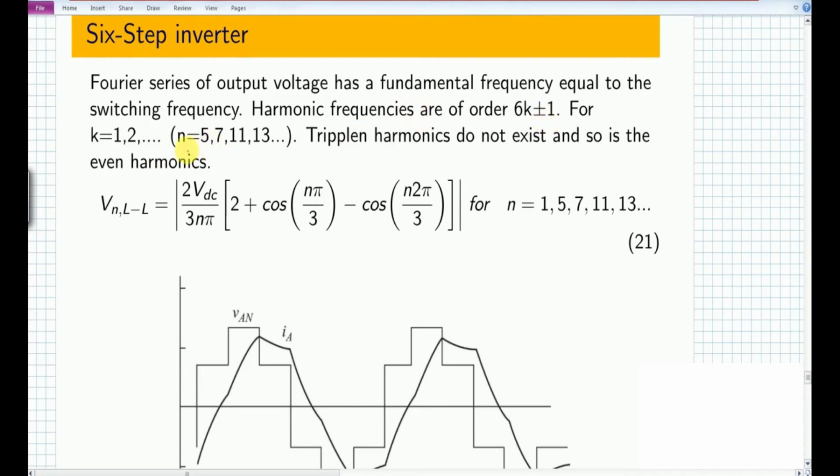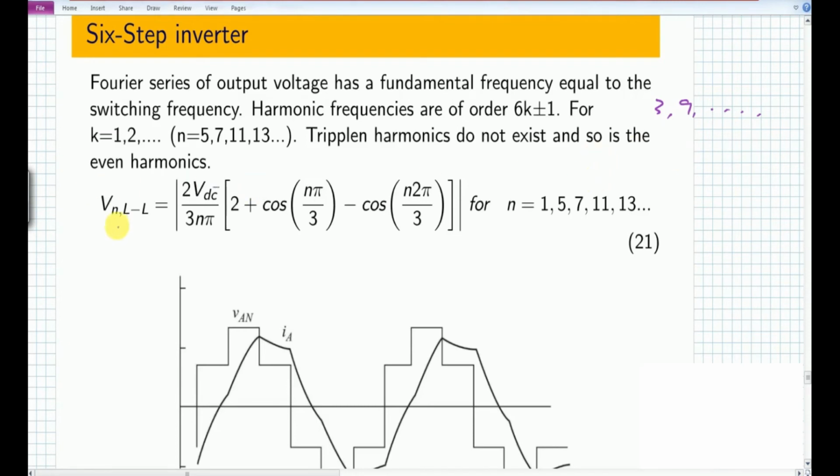So we have 5, 7, 11, 13, without having any triple harmonics, and so are the even harmonics. In this 6-step inverter, we have eliminated the triple harmonics, which are a multiple of 3, which means 3, 9, 15, 21, and so on. Every triple harmonic is now gone, and so are the even harmonics. Even harmonics do not exist.